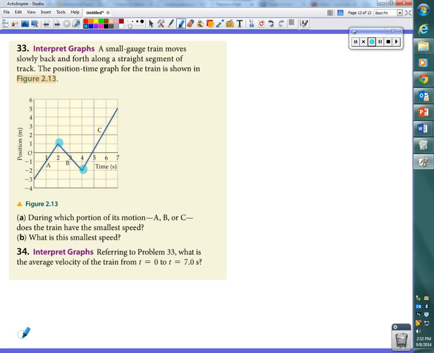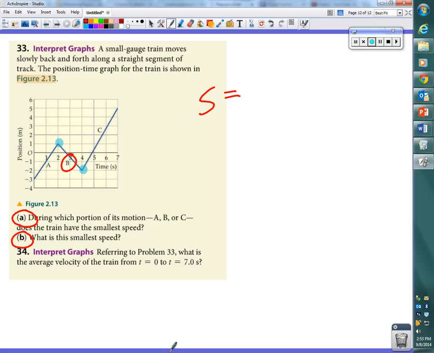For part A, it says which section, A, B, or C, does the train have the smallest speed? So what are we looking for? Smallest speed. Smallest slope. Luke, can you make an educated guess as far as which one has the smallest slope? This one's not quite as obvious as the previous picture. But B. Then for part B, it says what is this smallest speed? If we're looking for speed, it doesn't have any regard to direction. But to calculate the speed, what do we need to know? How do we calculate the speed of something?